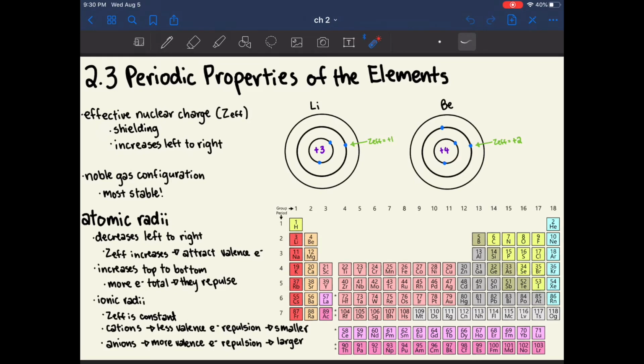However, if you have an anion, which means if you add an electron here, the effective nuclear charge is still +2. However, there's more repulsion now. So the atom gets larger as the electrons move out to try to get further away from each other.